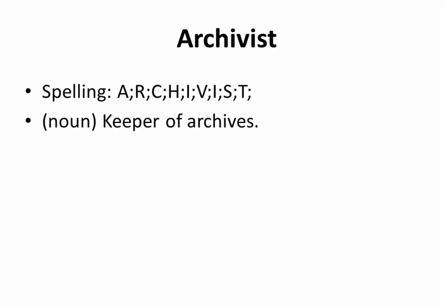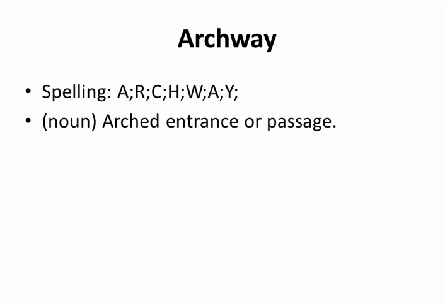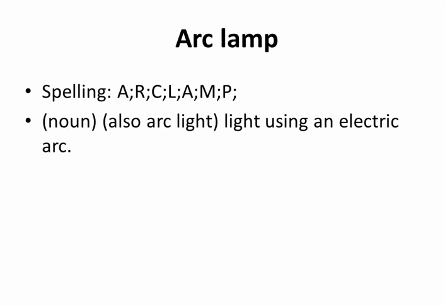Archivist. Spelling: A-R-C-H-I-V-I-S-T. Noun: keeper of archives. Archway. Spelling: A-R-C-H-W-A-Y. Noun: arched entrance or passage. Arc lamp. Spelling: A-R-C-L-A-M-P. Noun: also arc light, light using an electric arc.